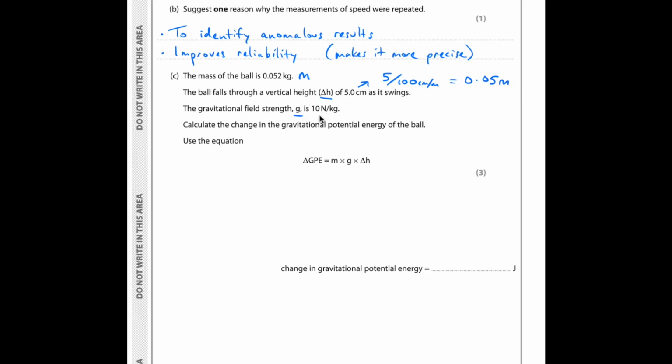Gravitational field strength g is 10 newtons per kilogram. So that's in kilograms, so we don't need to convert anything there. Calculate the change in the gravitational potential energy of the ball. So we're looking for the change in GPE. That's our target. And use this equation. So we just need to pop the numbers in. And that comes out as 0.026, and that'll be joules because it's energy.